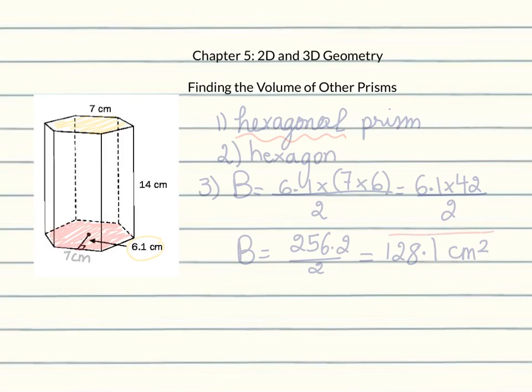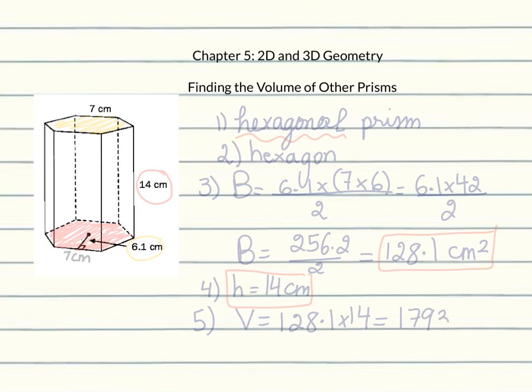Let's highlight this value and move to step number 4, where we need to identify the height of the whole figure, which is 14 centimeters. Then step number 4, h is equal to 14 centimeters. We highlight this value as well. We reach step number 5, the volume of the whole figure, which is 128.1 multiplied by 14, and gives a value of 1,793.4 centimeters to the power of 3.